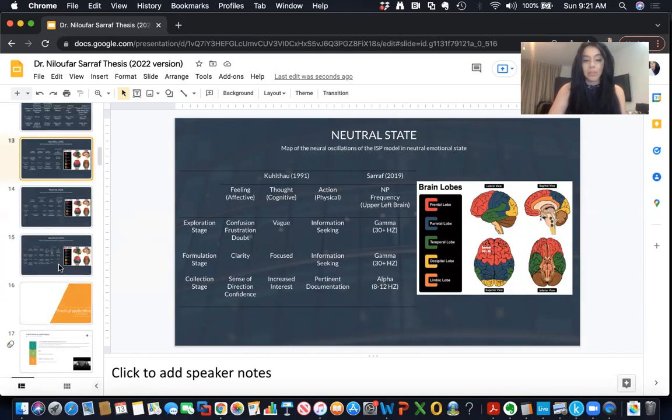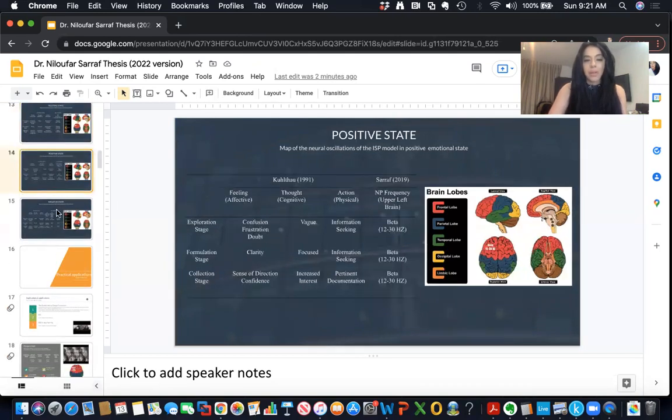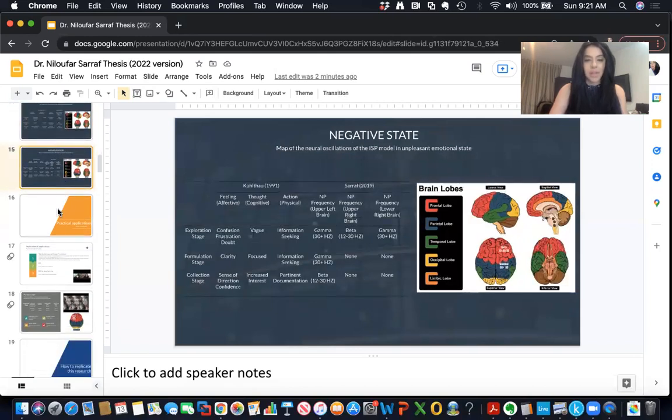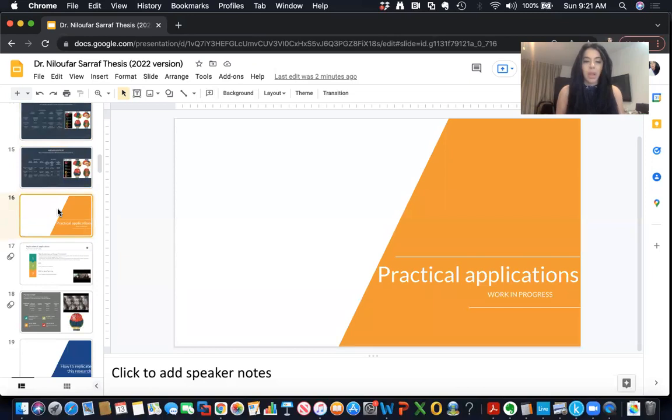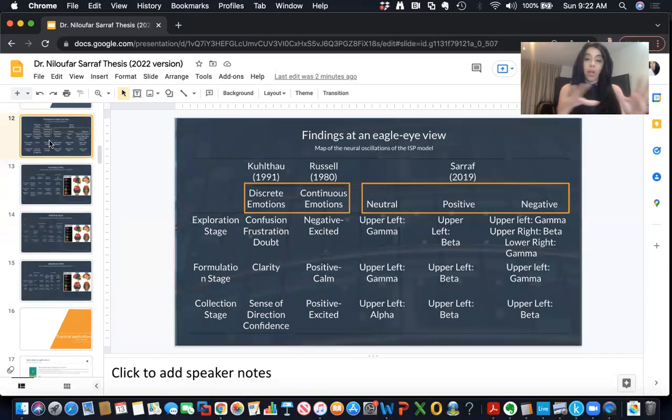And I'll talk a little bit about which waves, which bands I actually found them. Here is an eagle eye view of the positive and negative states. Again, in the interest of time, I'm not going to go through that. All right, great. So basically, let's go back here. Basically, this is sort of the overall mapping of it.